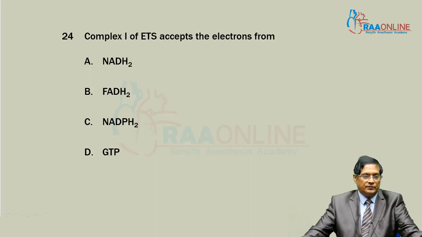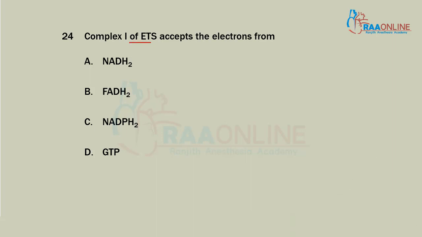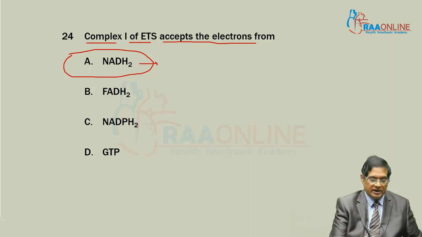So come to the first one. Question number 24, related to complex one. Complex one of ETS accepts electrons from? Answer: NADH2. And this NADH2 is available from various oxidation steps.